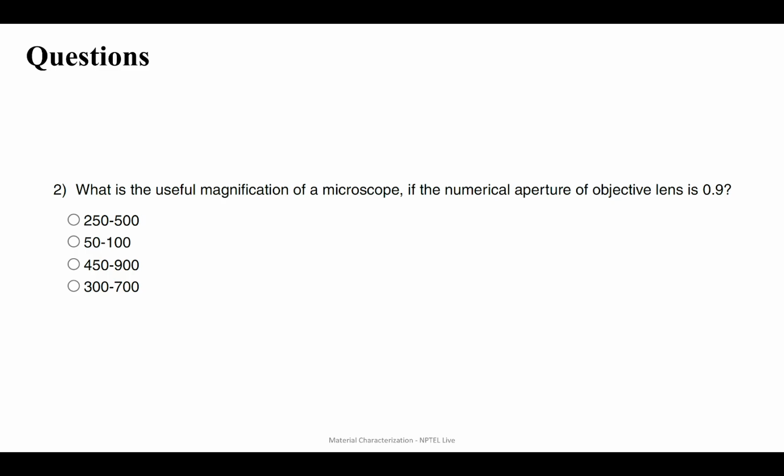What is the usual magnification of a microscope if the numerical aperture of the objective lens is 0.9? 250 to 500, 50 to 100, 450 to 900, or 300 to 700? So the answer to this will be C, 450 to 900.